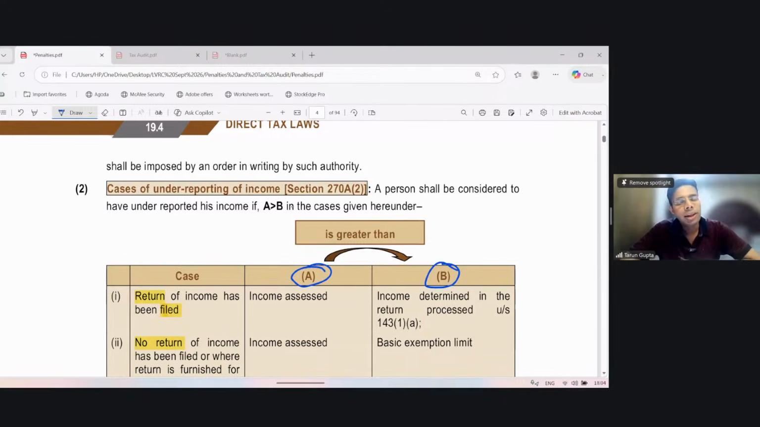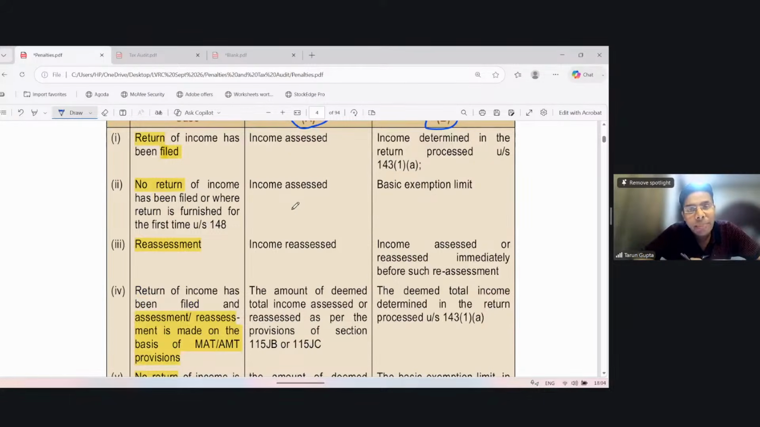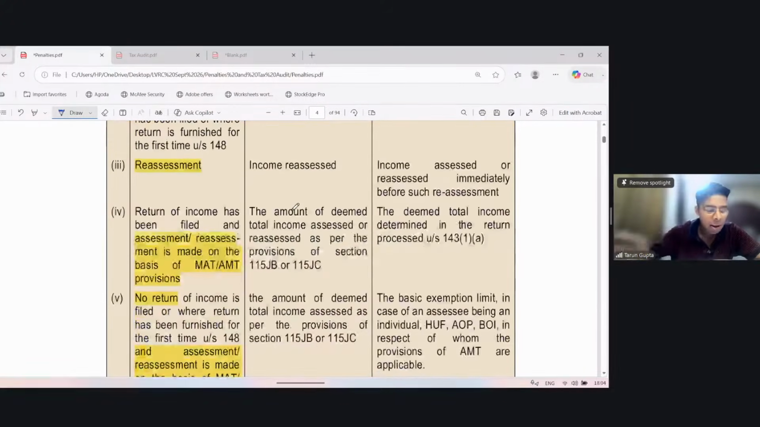Okay. So first, where the assessment is made on the basis of normal provisions and the assessee had filed the return. Then A is the income assessed and B is the income as per section 143(1) at the time of processing of the return. Next case is if assessee has not filed any return of income. Then if the income assessed exceeds the basic exemption limit, then there is underreporting. And thirdly, if there is a reassessment, then if the income reassessed is more than the income earlier assessed, then there is underreported income. Then if the return of income was filed and the assessment is made on the basis of book profit under MAT or AMT, then the book profit so assessed, if such book profit is more than the book profit as per the intimation under section 143(1).